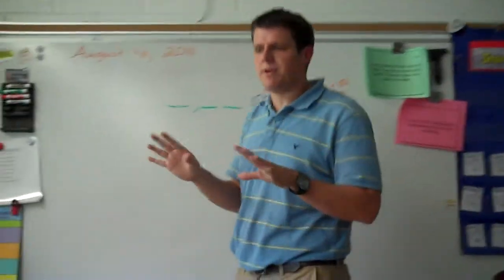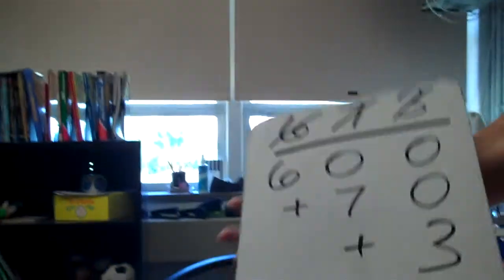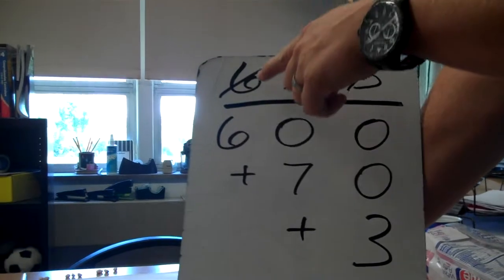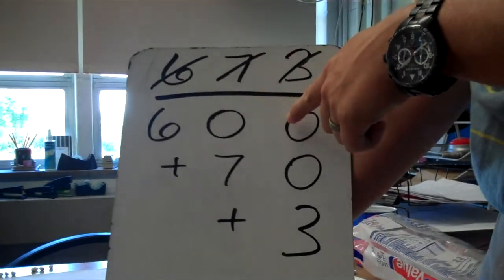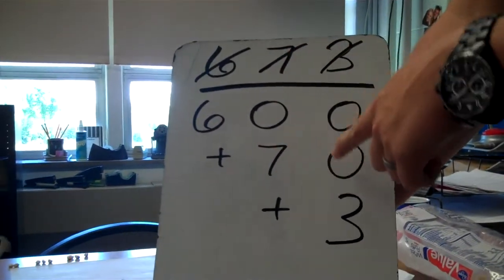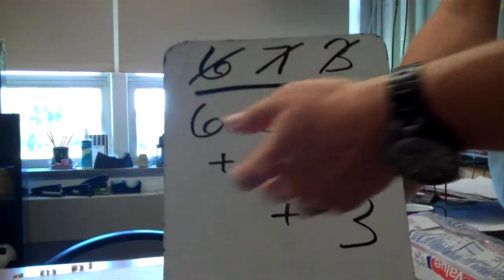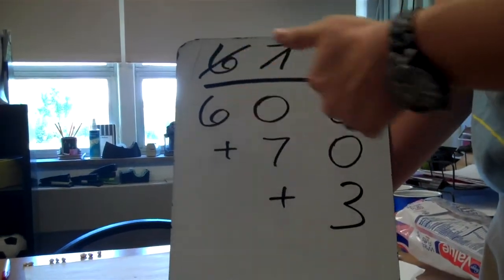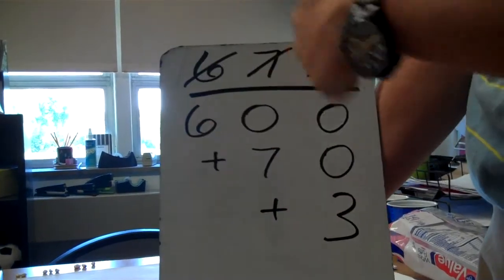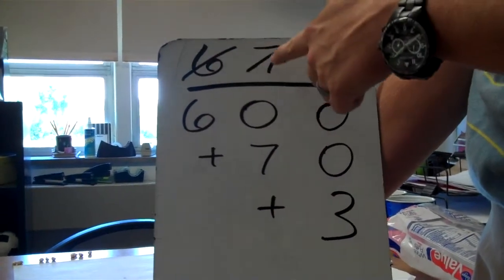Next thing I want to do, I want to walk over here, and I know you've already seen this. This is expanded form. I teach the kids they need to drop their biggest column and add zeros, drop their next largest column, add zeros, and then drop the ones column. As you can see, expanded form is a fancy way of saying that 600 plus 70 plus 3 equals standard form 673.